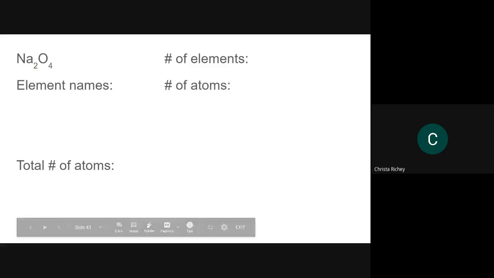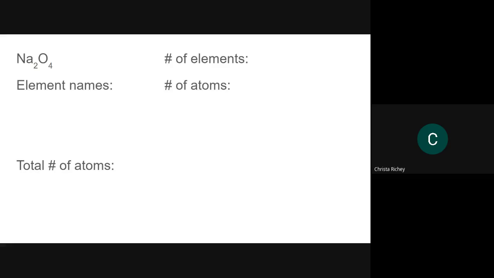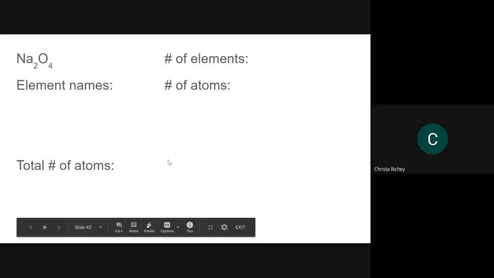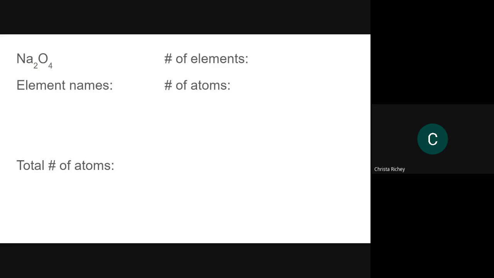All right, we're going to just identify. It's very, very similar to the opener. I have sodium oxide up here. So I have how many different elements? Don't add up the numbers on the bottom. How many different elements are two? Sodium and oxygen. Two elements. More than two atoms, but two elements.